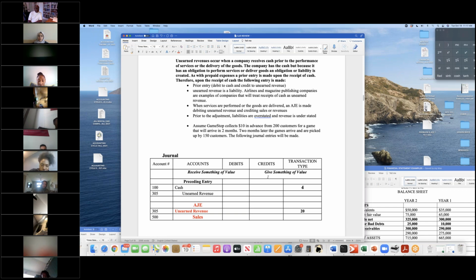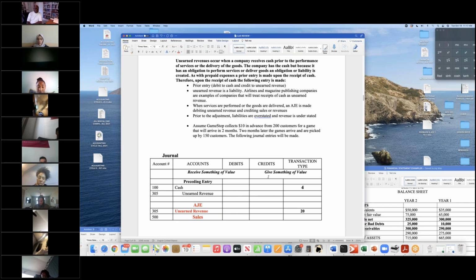Okay, the first entry says cash and unearned revenue. So you're going to times the 200 customers by the $10 of each, and you're going to get $2,000, and you're going to debit $2,000 for cash and credit $2,000 for unearned income. And that's the type four.